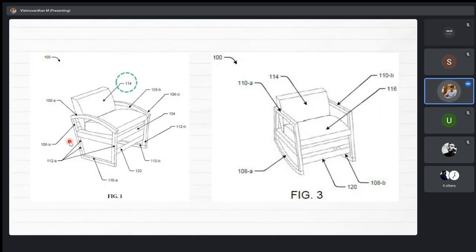There are more images. I've just put in the most important ones. So figure 1 shows when the chair is a normal chair. Okay, so here it's not going to rock because the base is flat. So when I sit on it, it's a normal armchair.